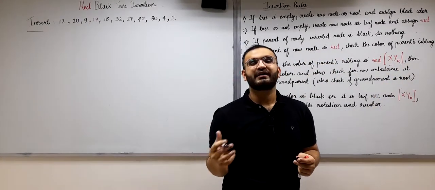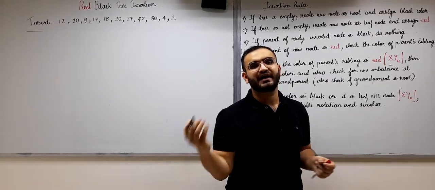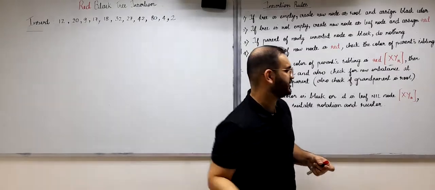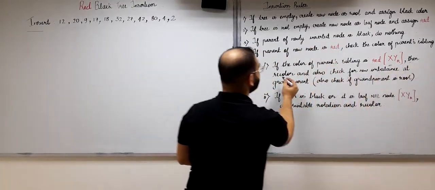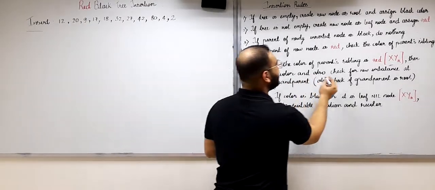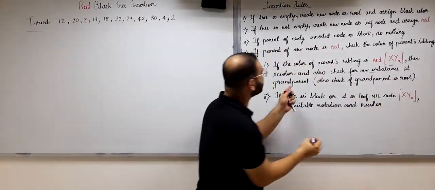So in an XYr kind of imbalance, what do we do? We just recolor. We don't have to do any rotations. Then what do you do? Recolor. So there is no rotation. The insertion rule also mentions that. And also check for a new imbalance at the grandparent.